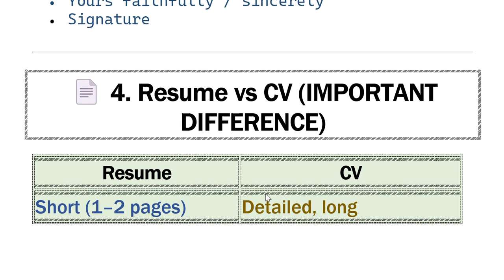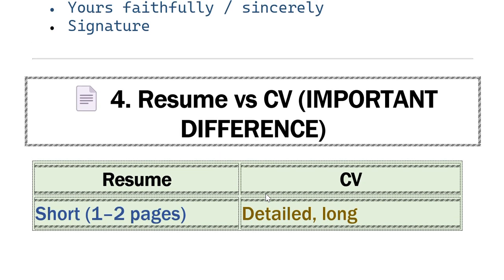In the resume, we know that it is a short thing, but a CV or curriculum vitae is a detailed thing. It is a long thing. A resume should be written within a single page, or if it exceeds a single page, we can write within the constraint of 2 pages. But in a CV, you have to write it in a detailed manner.